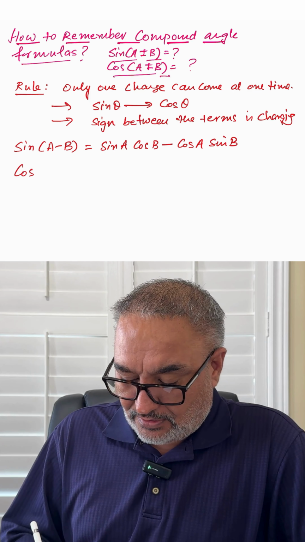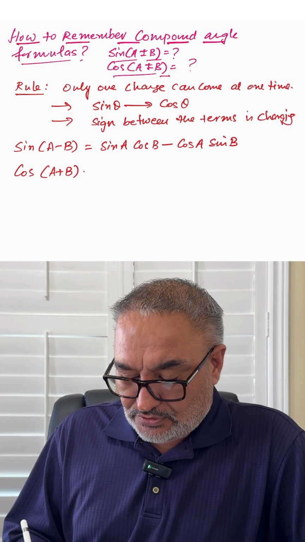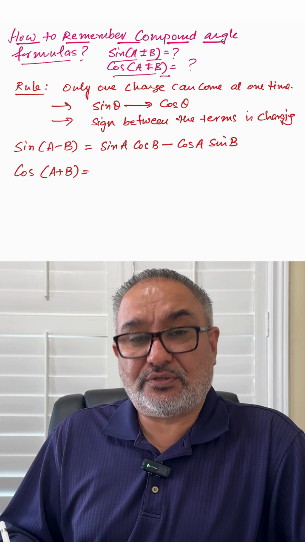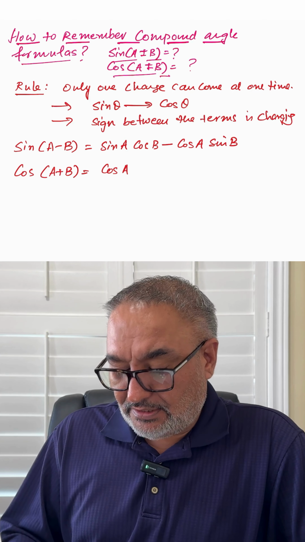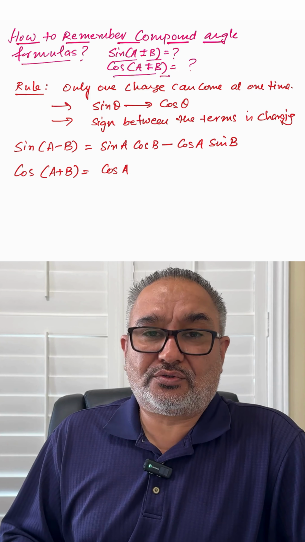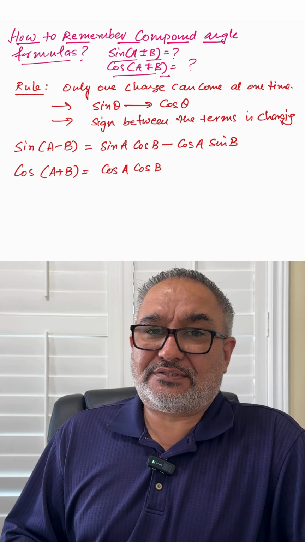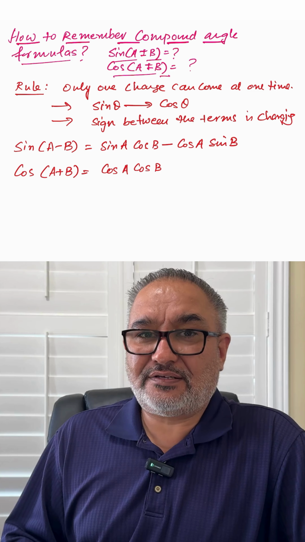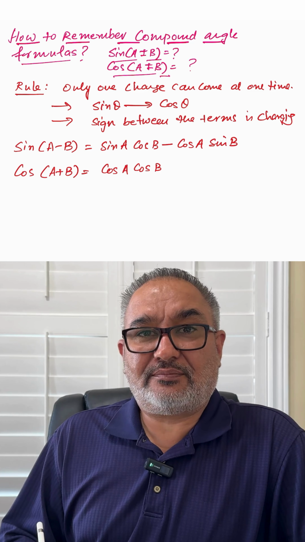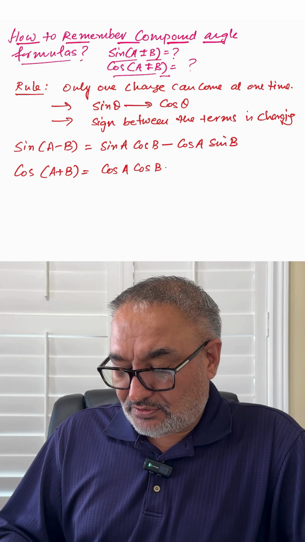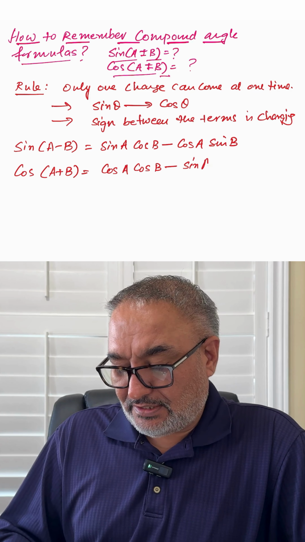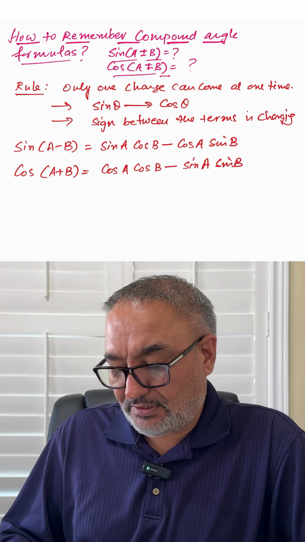And let's write cos A plus B. If I'm writing cos A plus B, I'm going to start with cos A. Now I cannot go to sine, so I have to stay at cos. So cos A cos B. Because the T ratio has not changed in this case, what would change? The sign. I had plus between A and B before, so now it's going to be minus. So sine A sine B.